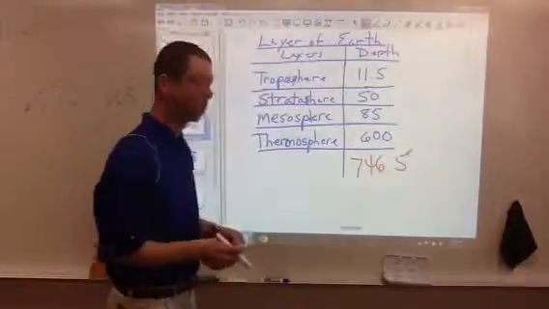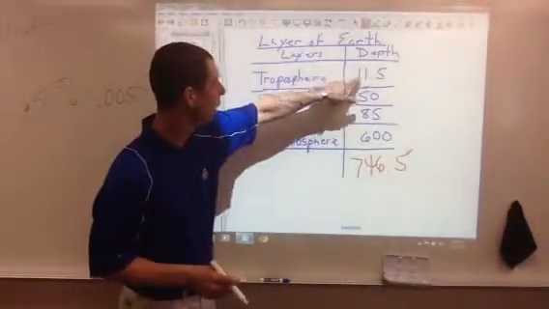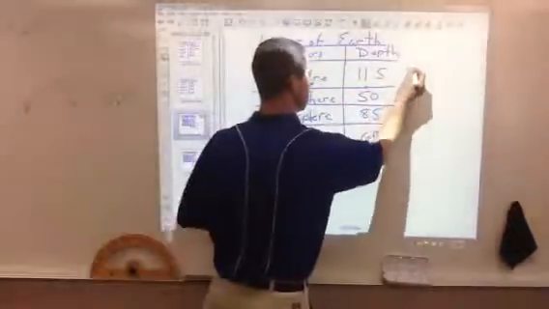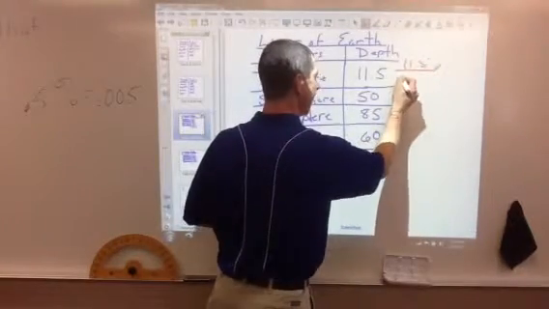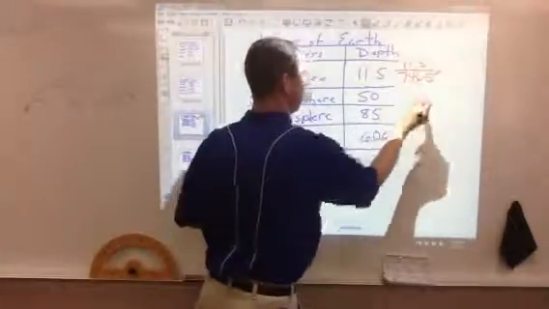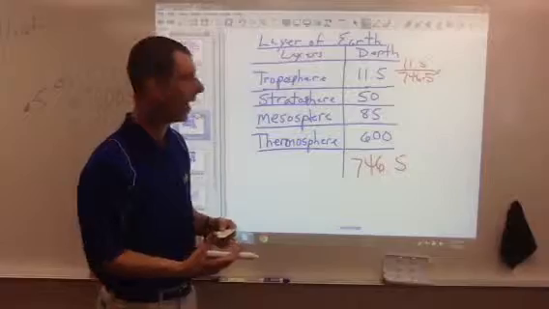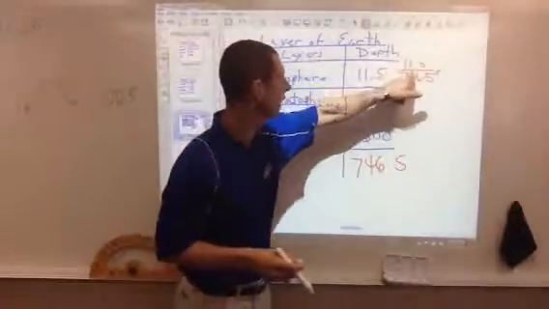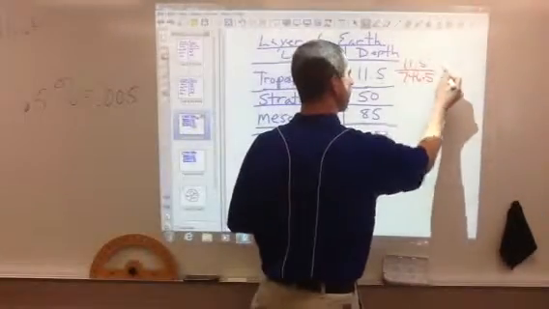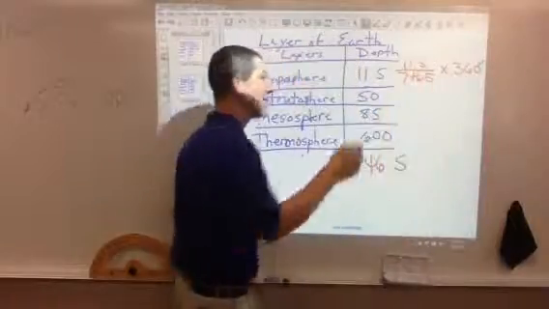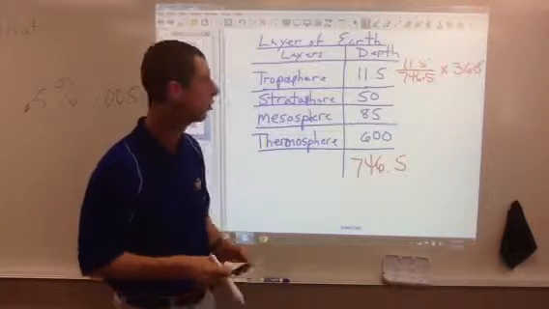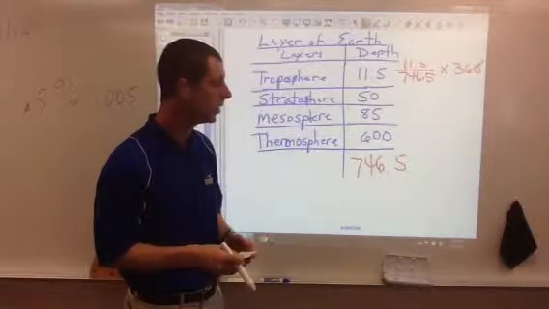746.5. Now with the calculator, we go 11.5 divided by 746.5, and you're going to get the decimal equivalent. So you type in 11.5 divided by 746.5, then that has to be multiplied by 360. Once you get that decimal on your calculator, multiply it by 360, because there are 360 degrees in the circle. And that's how many degrees you'll be working with.